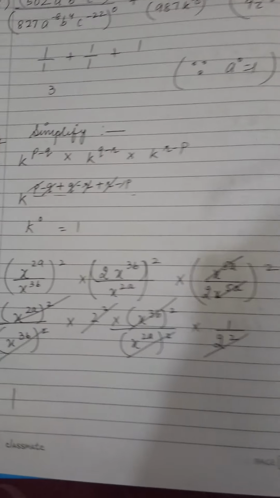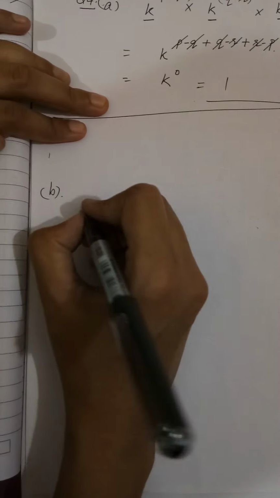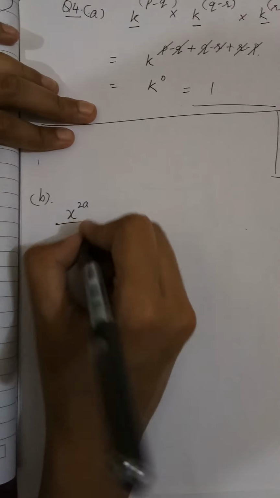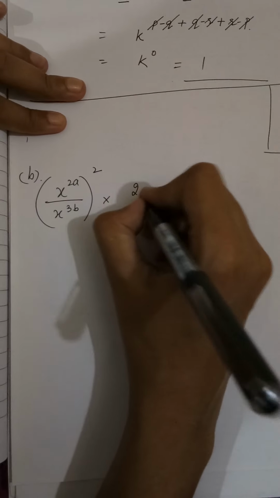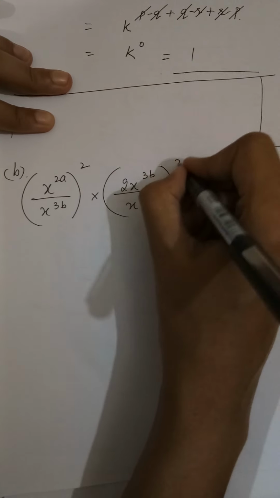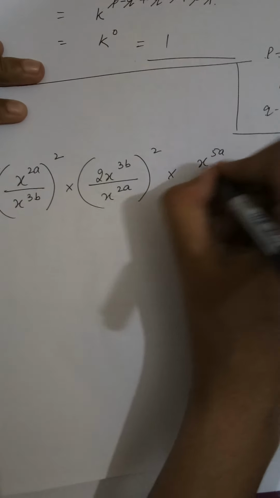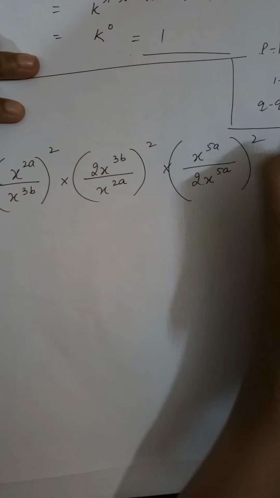Now let's move to the B part. Let me write the question of the B part: x to the power 2a upon x to the power 3b, whole square, into x to the power 3b upon x to the power 2a, whole square, into x to the power 5a upon 2x to the power 5a, whole square.